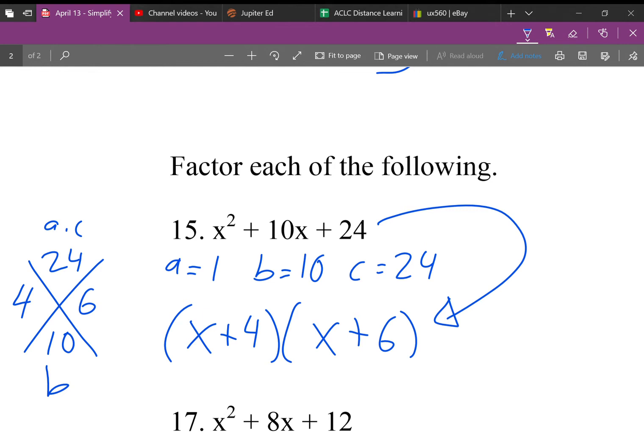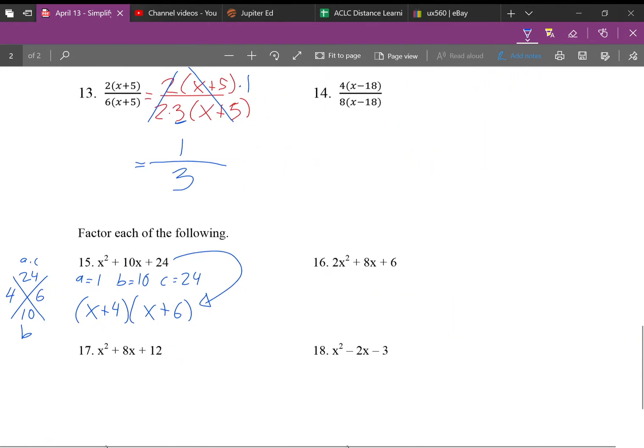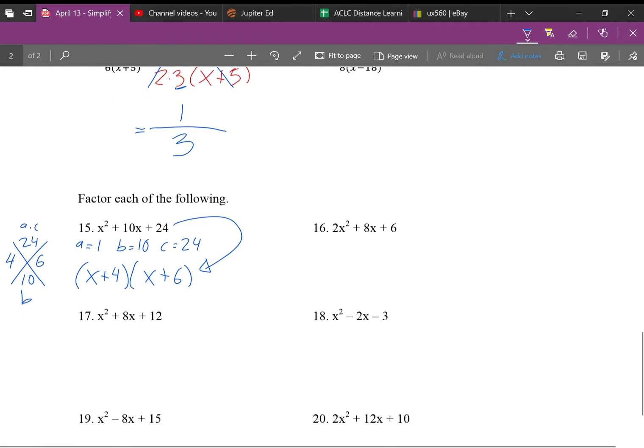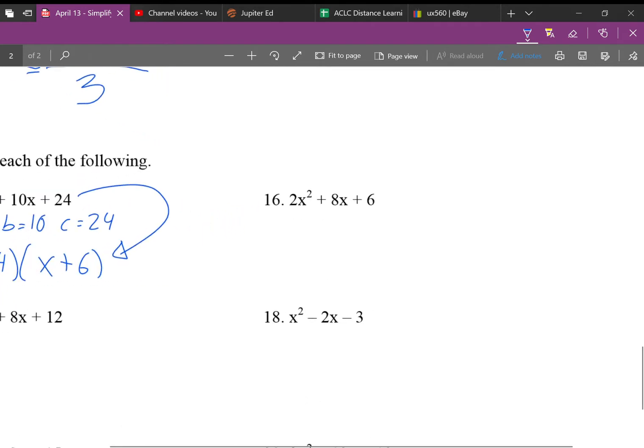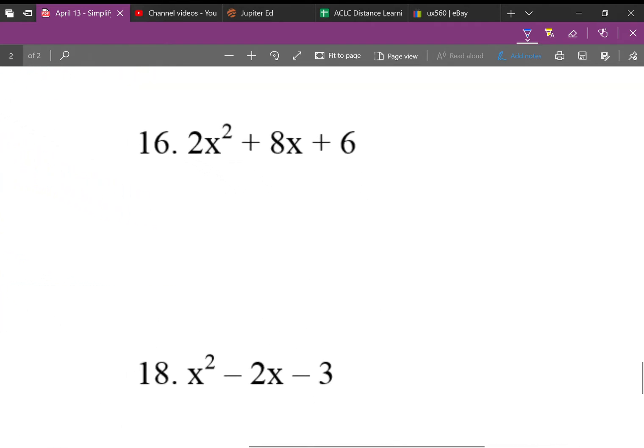Rather than make another video, let's go ahead and also look at problem 16, which is different. On 16 and also on 20, the difference is A is not 1, and that does make things a little harder, so let's make sure we remember how to do that. A here is 2, B is 8, C is 6. Now we've done a lot of these recently, so it really should just be review, but let's go ahead and do that anyway.